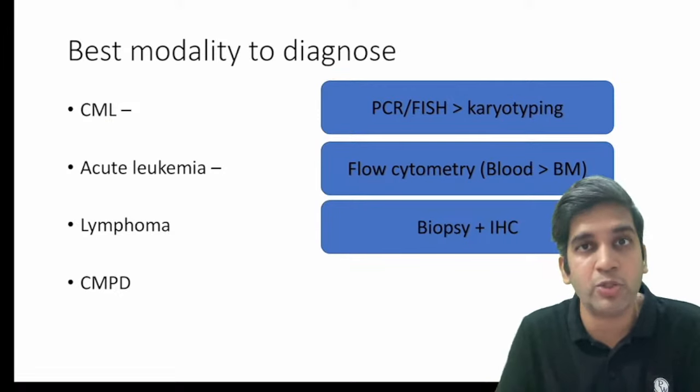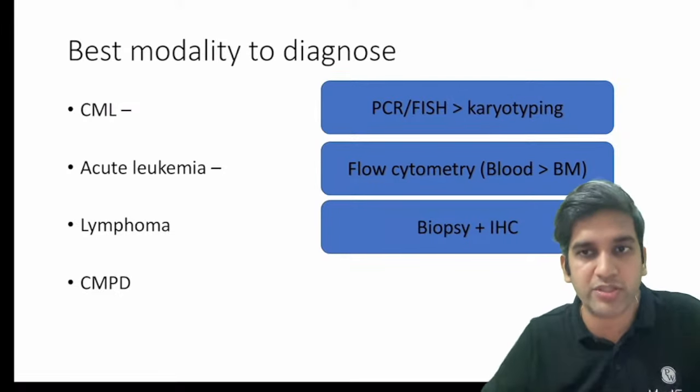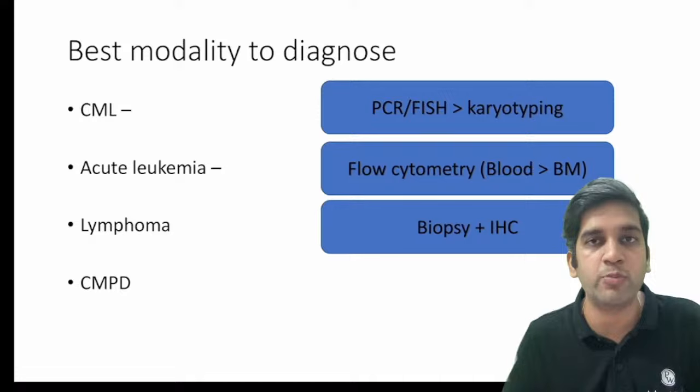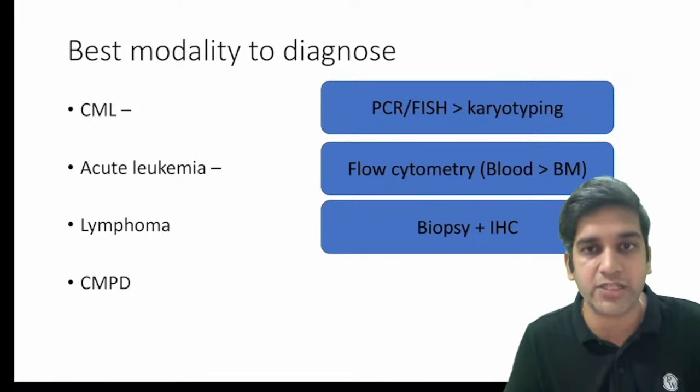Positive color is brown in color. And what's the reason for brown color? That was last year's question. IHC is immunohistochemistry. It's DAB. Diaminobenzidine is the reason for brown color in case of a lymphoma, right?